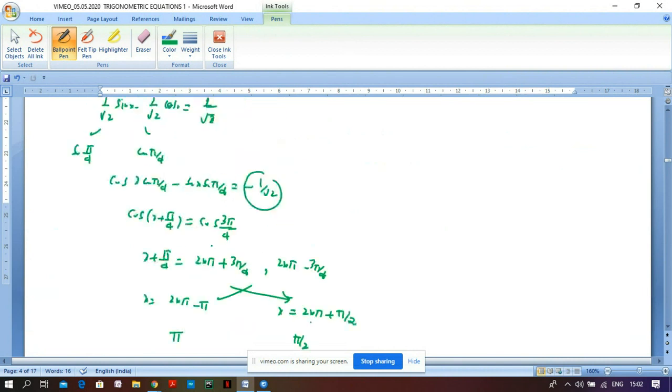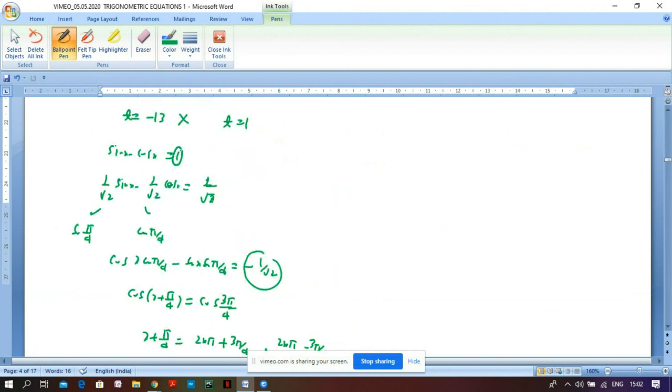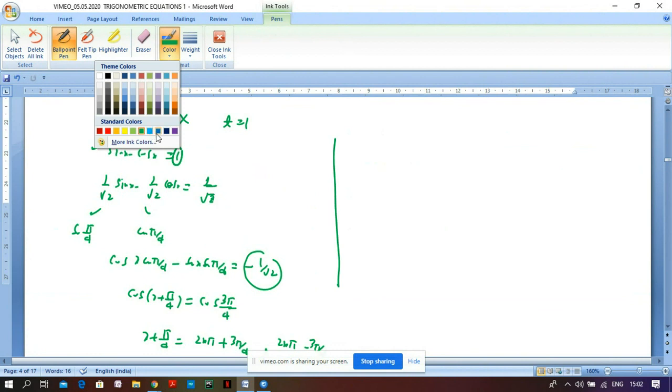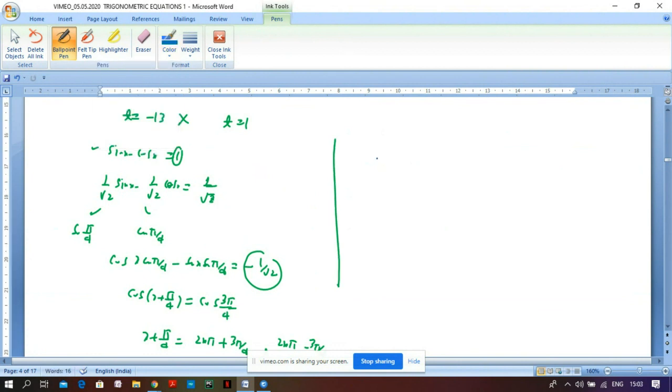I can also solve from here because 1 is there. So I can also solve in a separate way. So let me change the color and illustrate the other way. Because 1 is there, I can write sine x minus 1 plus cos x equal to 0. Sine x is 2 sine x by 2 cos x over 2, minus 1 plus cos x is 2 cos squared x over 2, equal to 0. I can take common 2 cos x over 2, that is sine x over 2 minus cos x over 2 is 0.